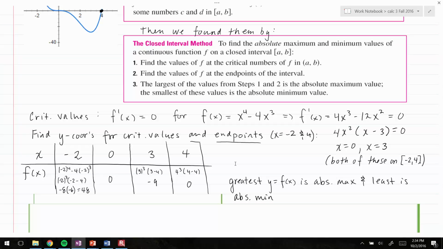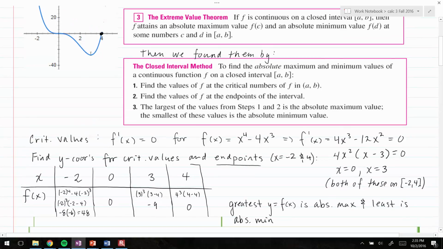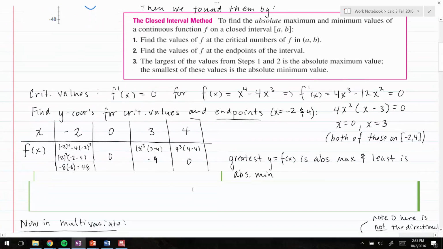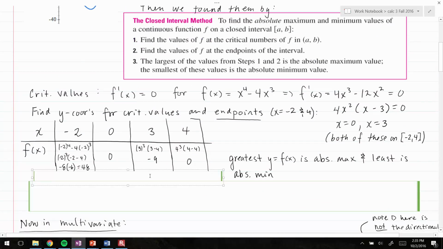Once we do that, we just see which one is the lowest. Clearly negative 9 is the lowest y value here, and that occurs at x equals 3. We can see that on the graph as the winner for the absolute minimum. And then we got our winner for the absolute maximum being attained at 48 for the y, and that occurs when x equals negative 2, which is an endpoint. So that's all a review of Calc 1.